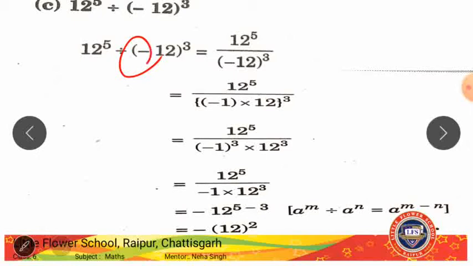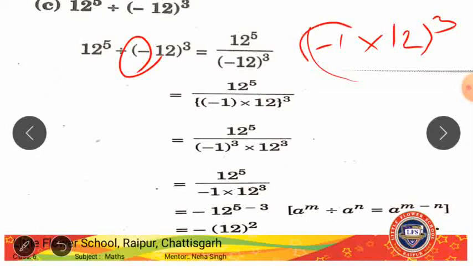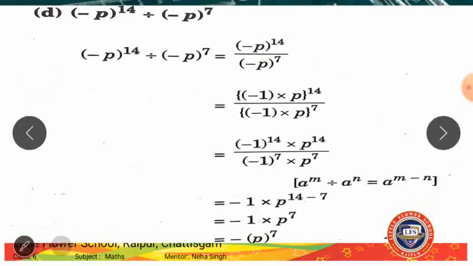Wherever this minus sign comes, you will separate it. Minus 1 into 12 and power 3. So the calculation becomes easier. Minus 1 you can directly find whether odd or even. If it is odd, it will be minus 1. If it is even, it will be plus 1. And 12 you can cube. 12 cube will it be, right? The last question of this part, second question, D part. Here also quotient property will be applicable.